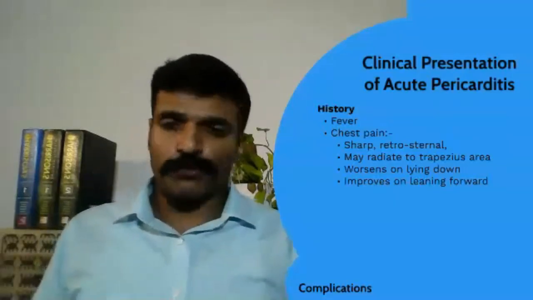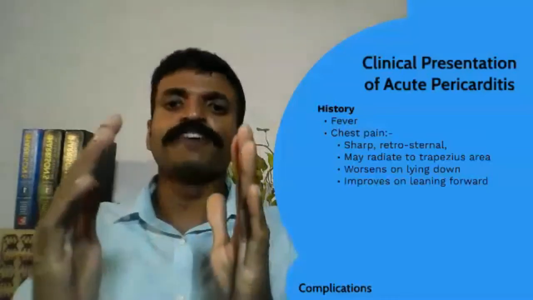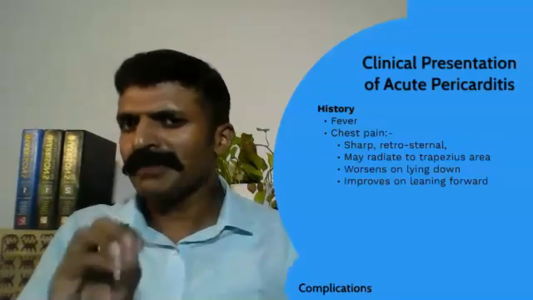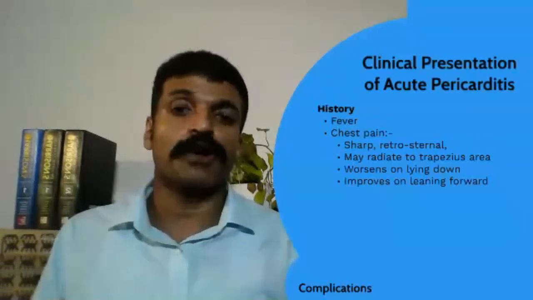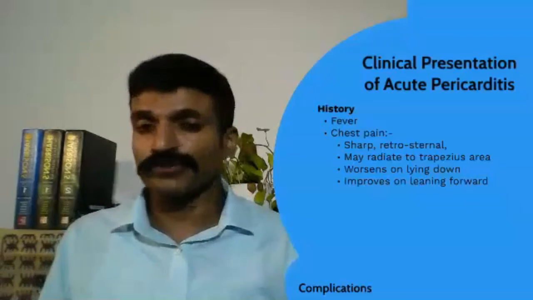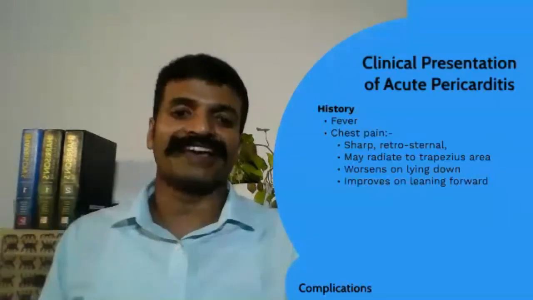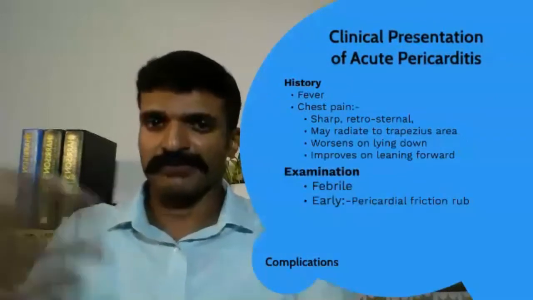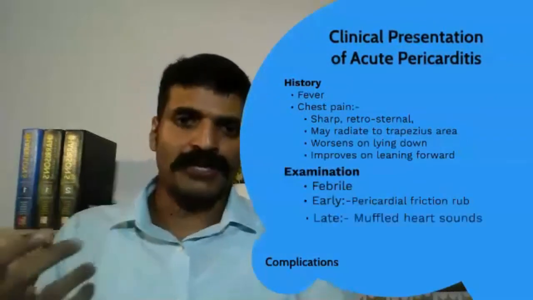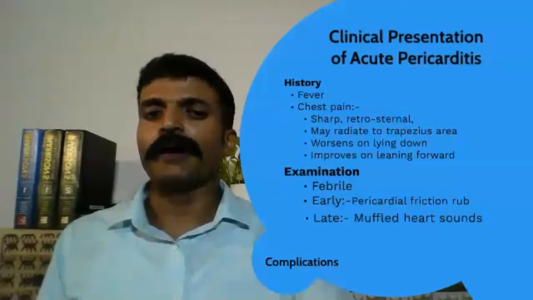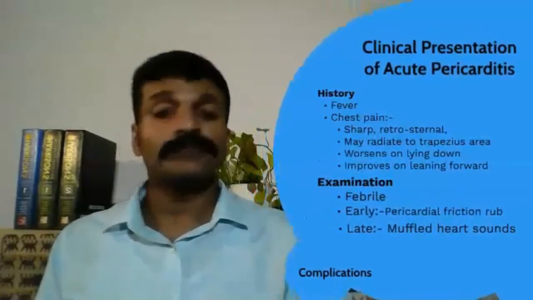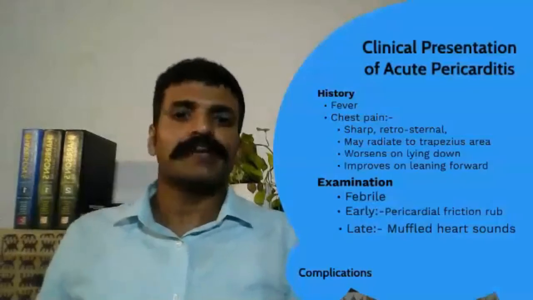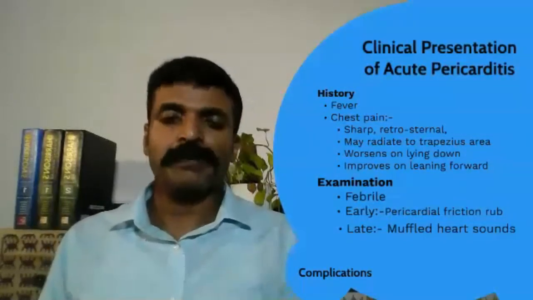And an interesting feature would be that as the fluid fills up in the pericardium, the heart sounds, your classical S1 and S2, will become less and less audible. This is what we call muffling of the heart sounds. So, associated initially, you will get what is called the pericardial friction rub, which is triphasic, as we have described it. And in the late phases, you will have a muffled heart sound.